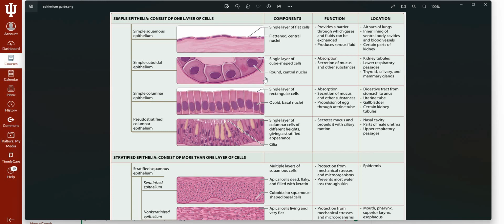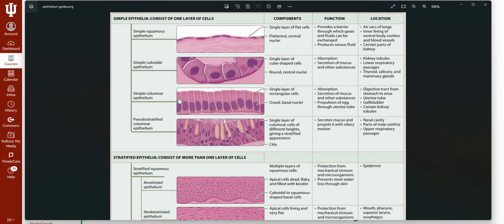Cuboidal cells will be found anywhere that we have a lot of absorption or secretion. We'll find them a lot in glands, actually. So almost always a glandular tissue will have either cuboidal or columnar epithelium. So we actually have a kidney slide we'll look at, which is pretty much all cuboidal epithelial cells. Other places we might find them would be like the lower respiratory tract, and then in a lot of different types of glands around the body, including some that we'll look at in the skin system next lab.